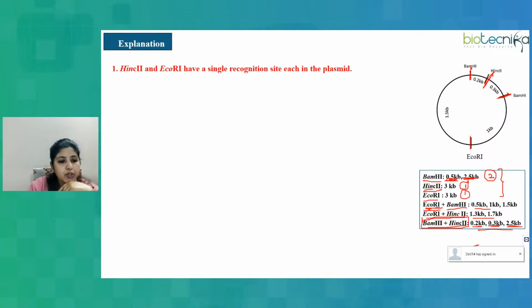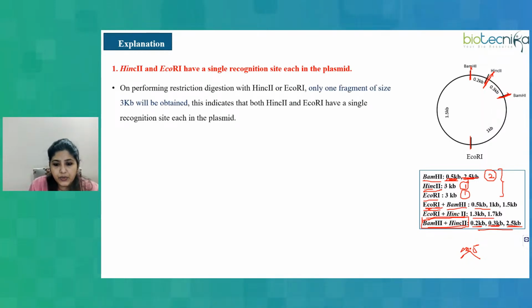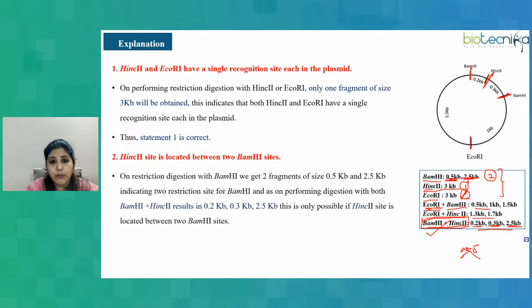So first, HincII and EcoRI have a single recognition site each in the plasmid. Is this correct? Yes, it is correct, right? HincII, just now I told you according to the rules, one fragment we are getting, that means one site. So this is correct. Statement 2, HincII is located between two BamHI sites. This is also correct. By seeing the digestion of BamHI and HincII, since we are getting 0.2 and 0.3, this indicates that the site is between the two BamHI sites. So statement 2 is also correct.